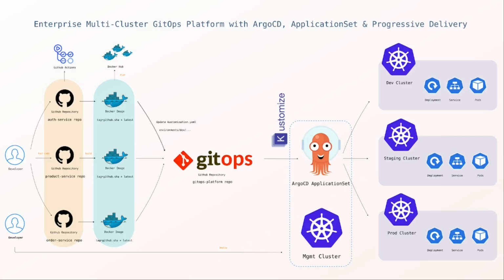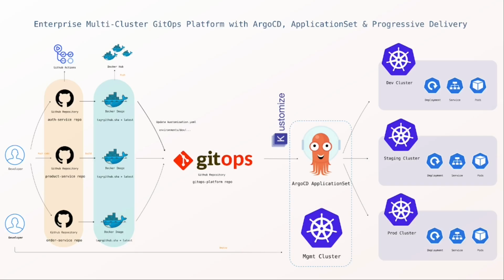Complete architecture explanation. The architecture is designed around a centralized management model with decentralized execution. At the top level, the GitHub repository stores all application configuration and deployment definitions. This repository acts as the single source of truth for the entire system. In the center, ArgoCD runs in a dedicated management cluster.